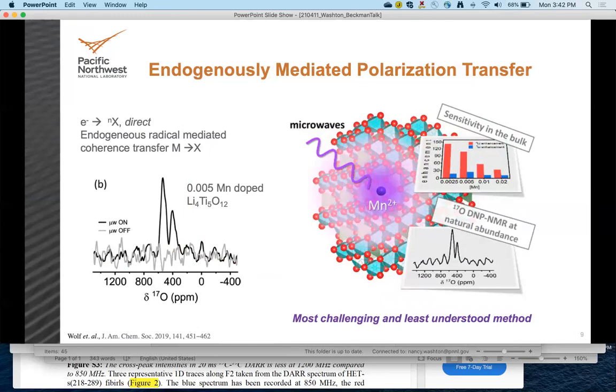All it is, is noise. Now, I must say that this is the most challenging method currently, as the technology is relatively new at high field, the DNP technology, and few empirical studies have been conducted trying to utilize endogenous radicals.